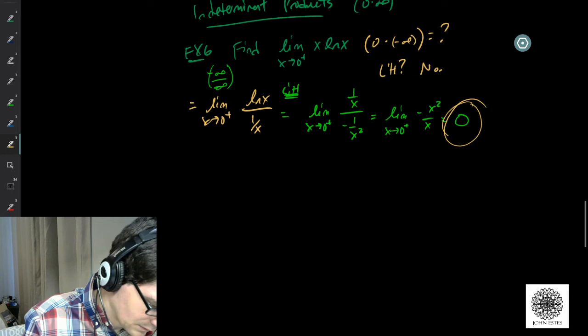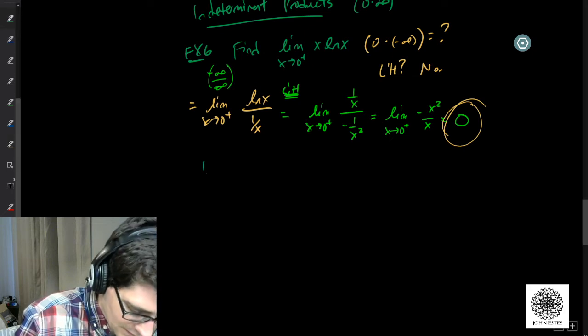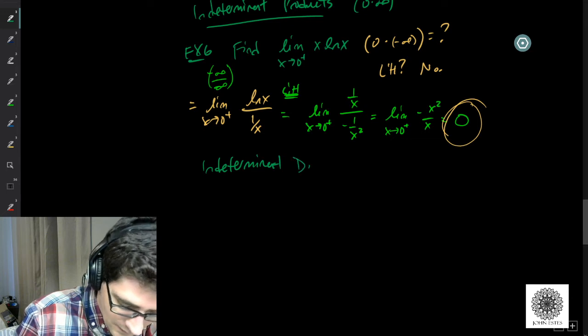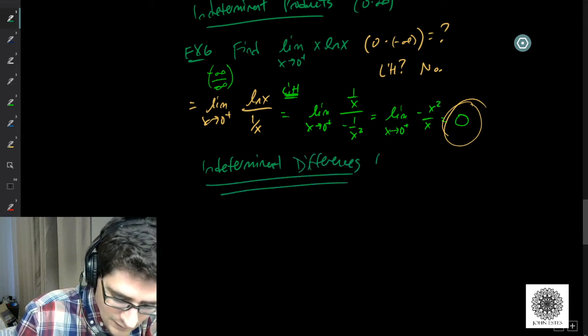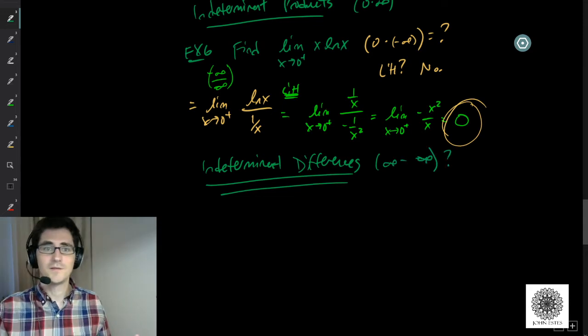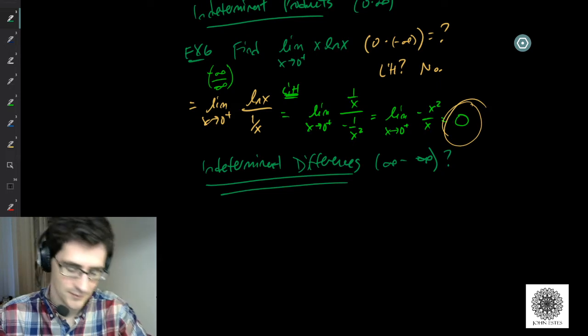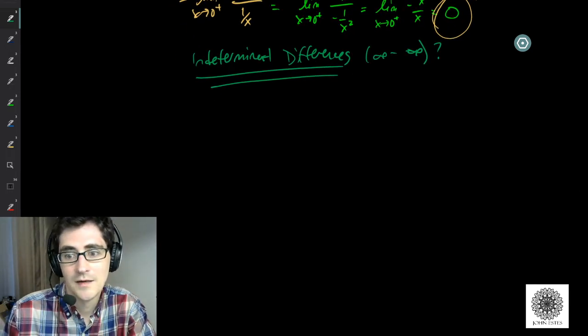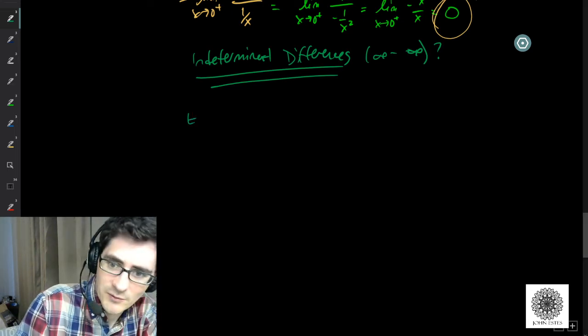So I want to show you indeterminate differences. In other words, what is infinity minus infinity? What is infinity minus infinity? Okay, well, is it 0? Maybe, maybe not. All right, so let's look at an example.